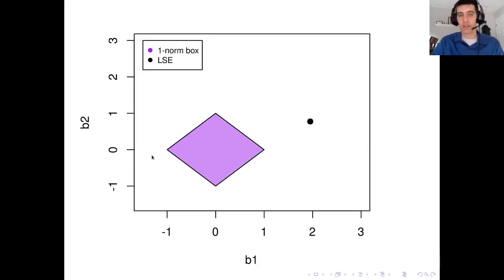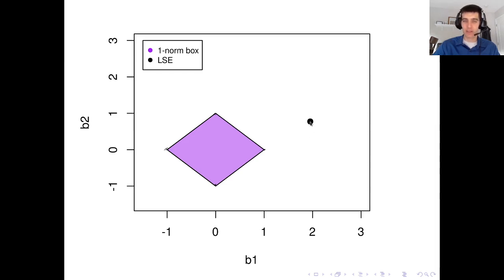So here's what I have. This is for some sample. I have the one norm box. Okay, notice the one norm box has its vertices at 1, 0, 0, 1, negative 1, 0, and so on, right? So this is the one norm box that we just drew. And this is the least squares estimator. Okay, so the least squares estimator is the solution to the problem of minimizing mean squared error. Okay, this is just for some x's and y's that I generated, but this is the least squares estimator.